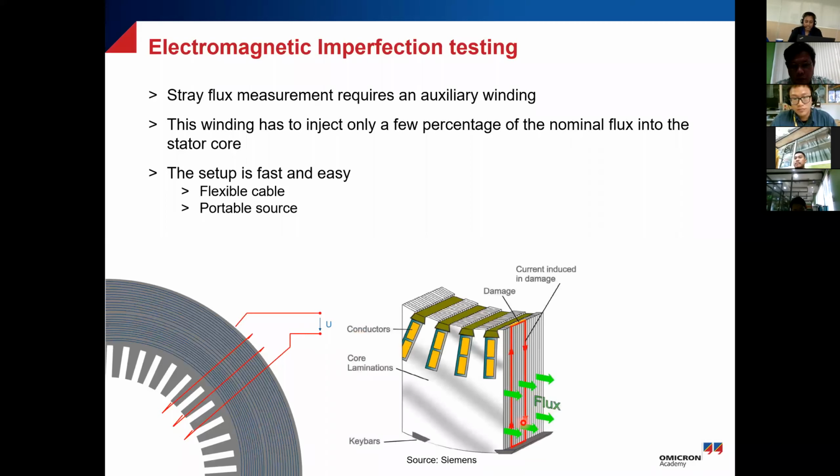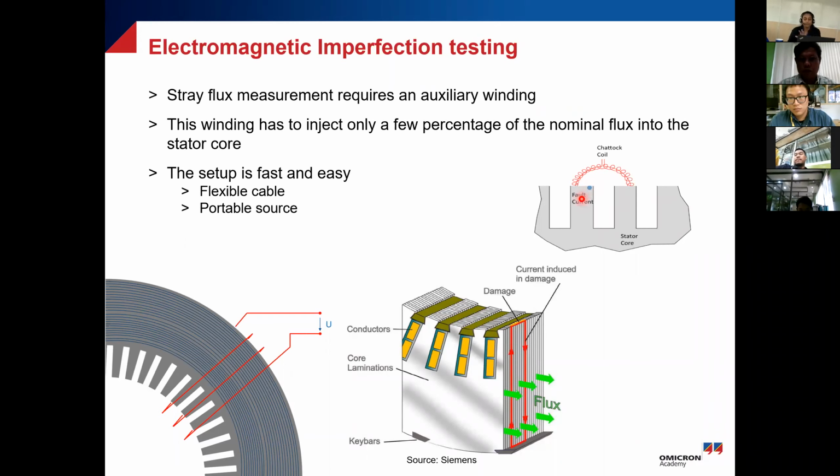And the idea is that if you have these shorted laminations, there will be current induced in the damage, and there will be some flux produced because of that. So you use a coil. You basically run that coil across your slots, and if there are some currents like this induced, they will be picked up by this coil, and you can have a plot to see, okay, where exactly I'm getting different values.